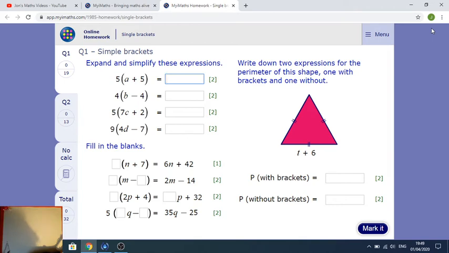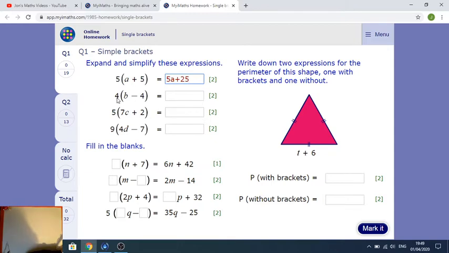So this is the My iMaths exercise called single brackets. It's all about multiplying brackets out. So for example, the first one says 5 brackets a plus 5. It means 5 times everything in the bracket. So I'm going 5 times a is 5a, and then 5 times 5 is 25. So it's 5a plus 25.